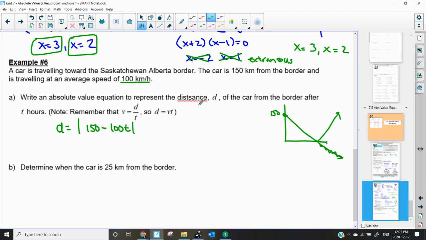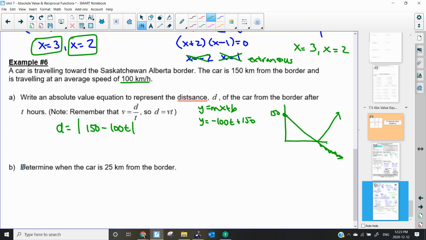Now, some of you might be thinking about it in terms of y equals mx plus b. So you might be thinking, well, my slope is negative 100 because the distance is decreasing. So negative 100 times the time plus the 150 that we originally started from. Okay, I've just written it a different way here. Now that's our expression or our equation. We then want to go through and solve the next question.